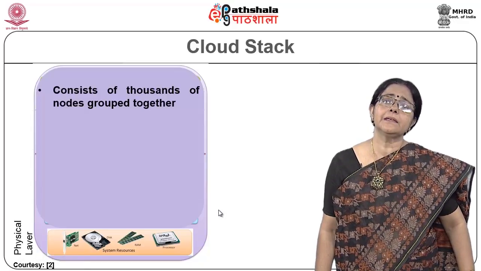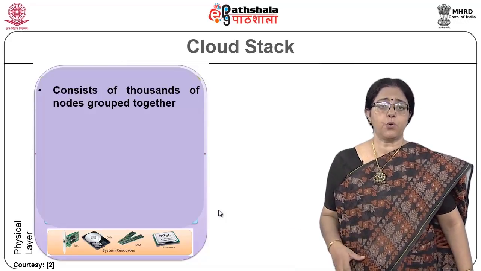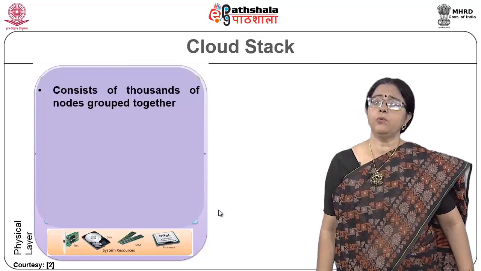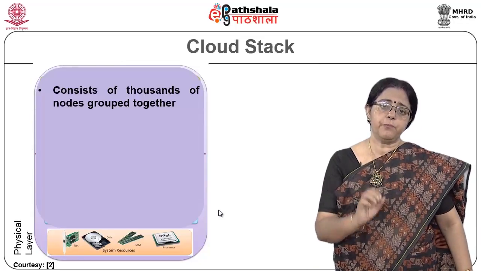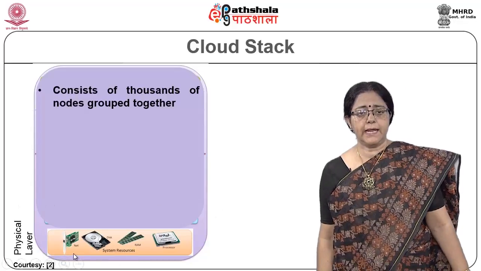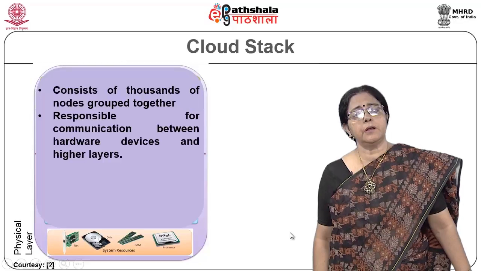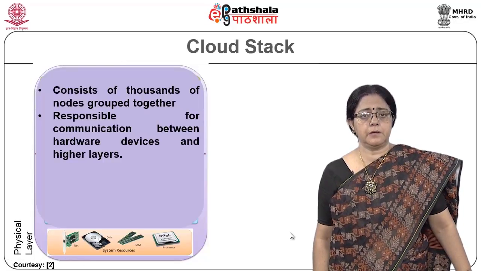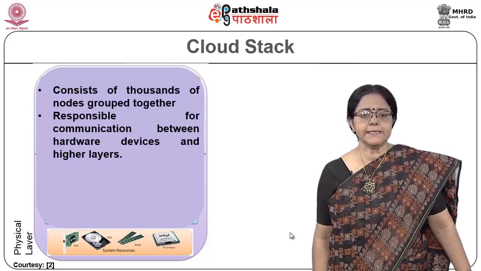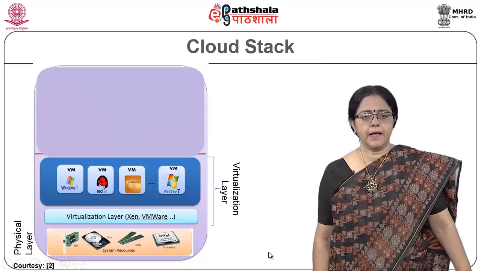They consist of thousands of nodes grouped together. That is the data center. We learned that there could be centralized clusters in data centers, or there could be a P2P cloud where there are many nodes, but all these 1000 nodes form this lower layer of the cloud stack. They are responsible for providing the physical hardware, the devices, and for communication between the devices and the higher layer.